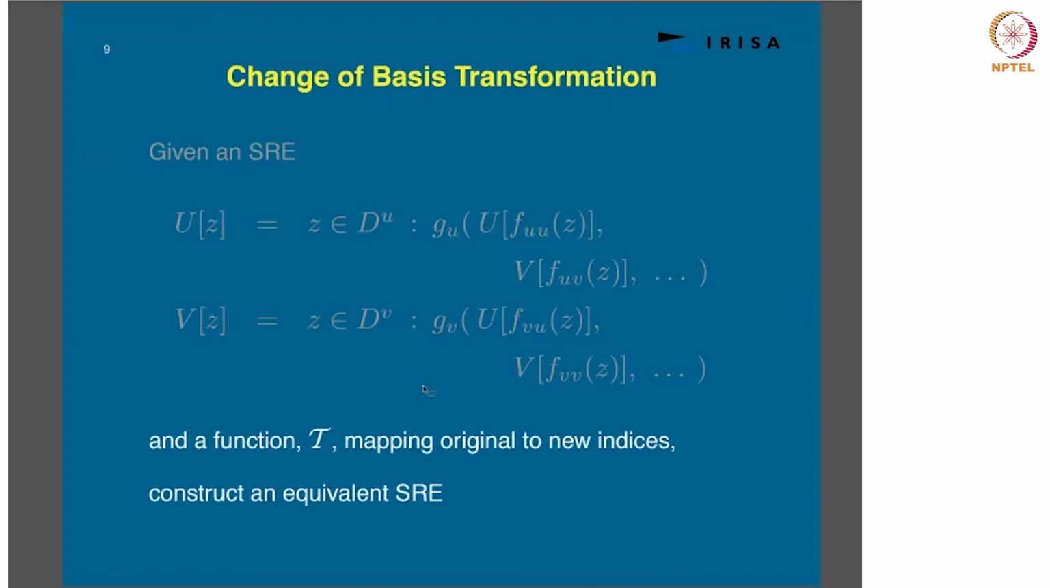We are given this equation, and we are given a function t. This is that transformation that I was talking about. It takes a rectangle and makes it into a parallelogram. That is the mapping of original to new indices. And my job is to construct an equivalent program representation in the form of a system of recurrence equations.